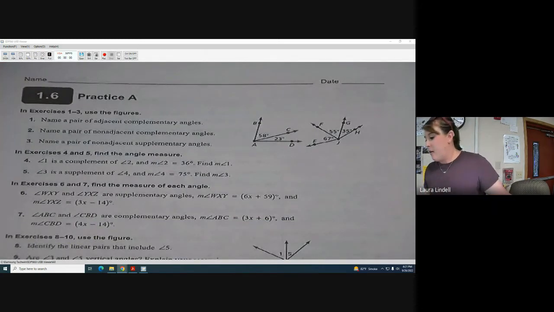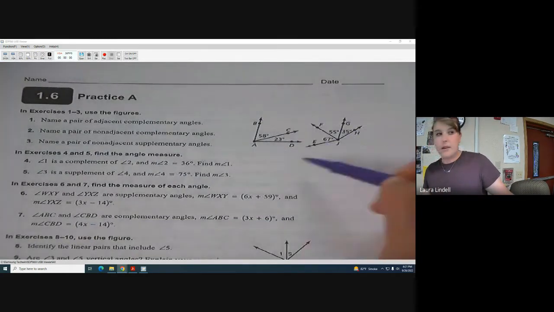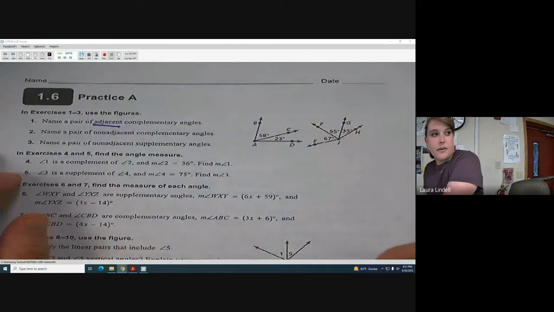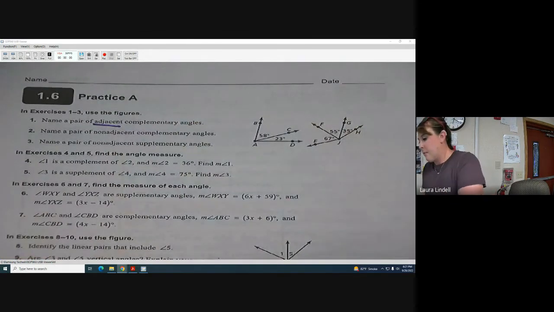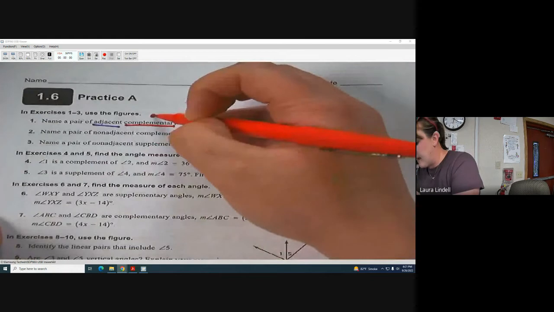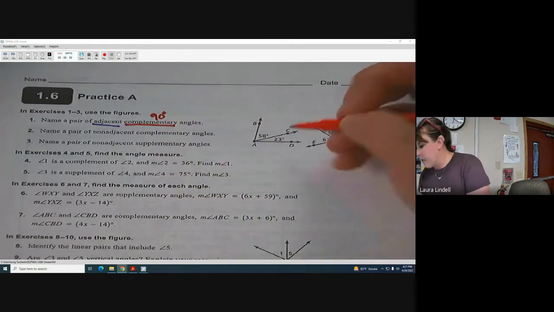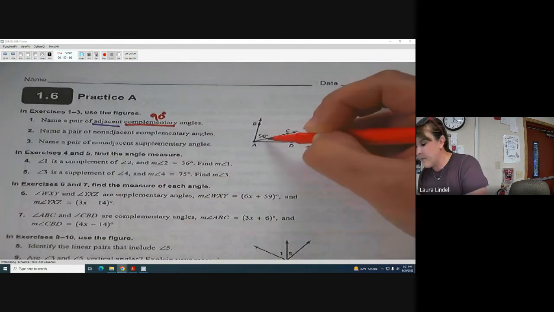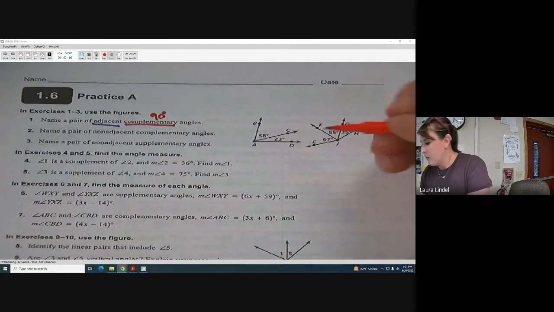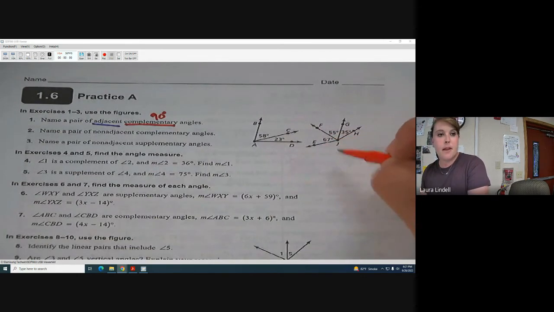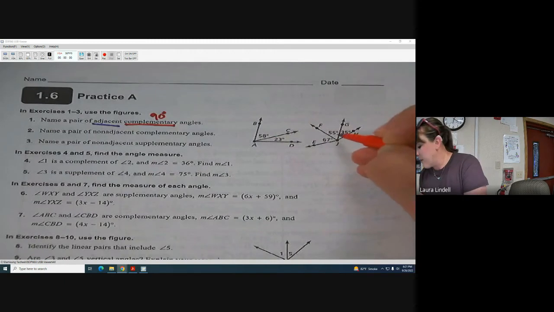First one, name a pair of adjacent complementary angles using this picture over here. So adjacent tells us that they're going to be next to each other. Complementary tells us that they're going to add to 90 degrees. So I'm looking for two angles that are next to each other that add to 90. So I start looking around and going, okay, is 58 plus 23 90? No, not quite. Well, what about like 55 and 67? No, that's going to be too big. That looks obtuse, right? What about these two, 55 and 35? It just so happens that that one works out.